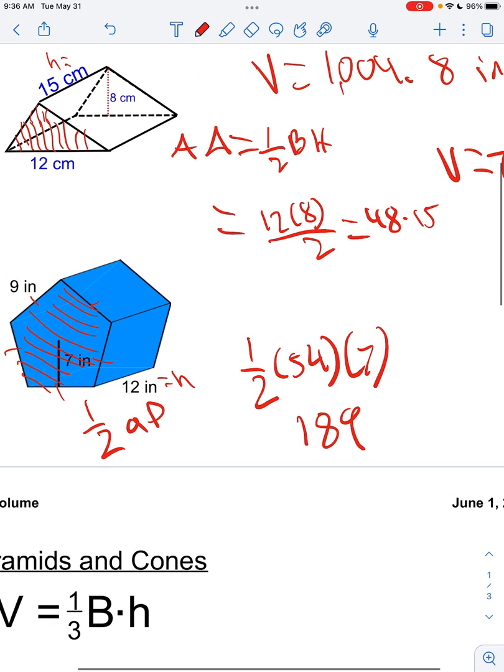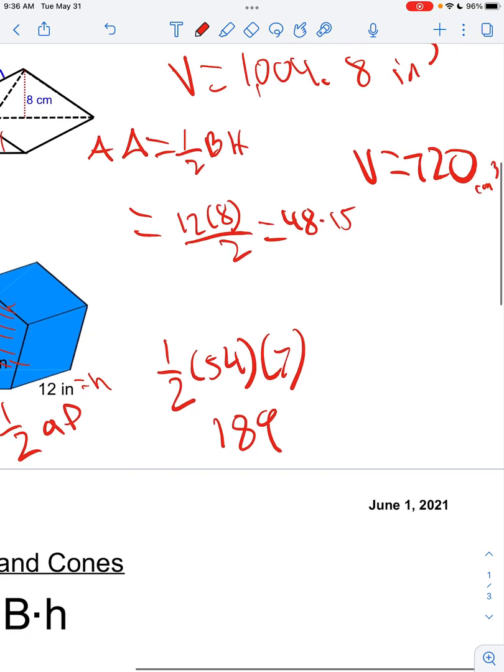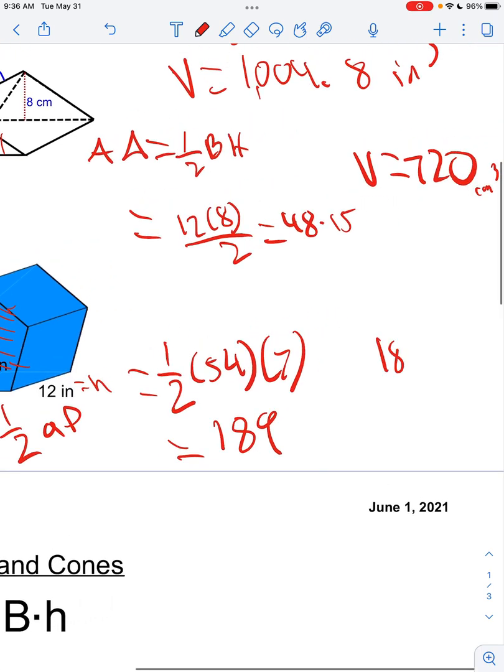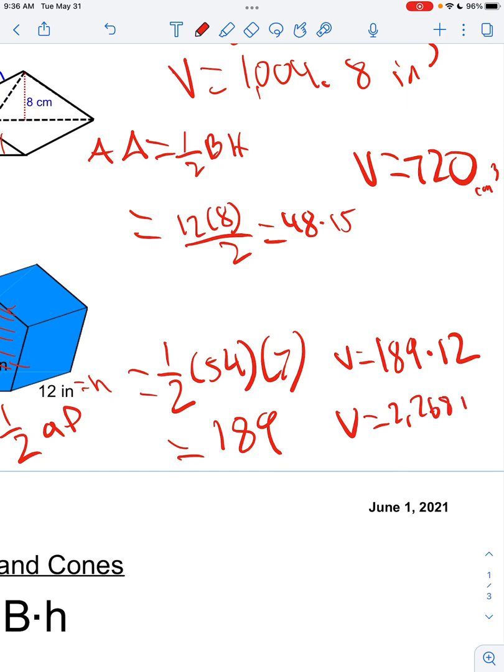Multiplying out gives me 189, and then I need to multiply it by my height. So again, I found the area of the base, which was 189, and now I'm going to multiply it by my height, which is 12, and get volume is equal to 2,268 inches cubed.